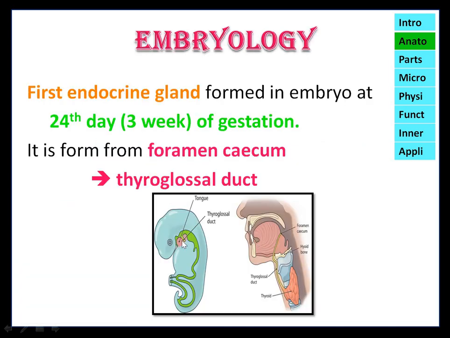Embryology. It is the first endocrine gland formed in the embryo at the 24th day, which means the 3rd week of gestation. It is formed from the foramen cecum, which continues as the thyroglossal duct, and it forms the thyroid gland.